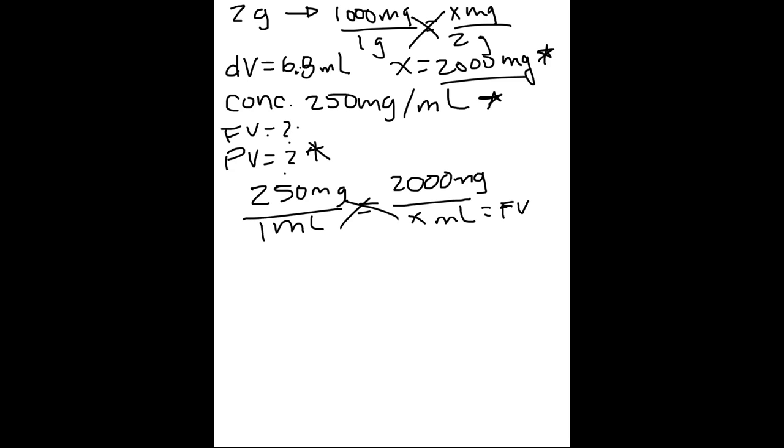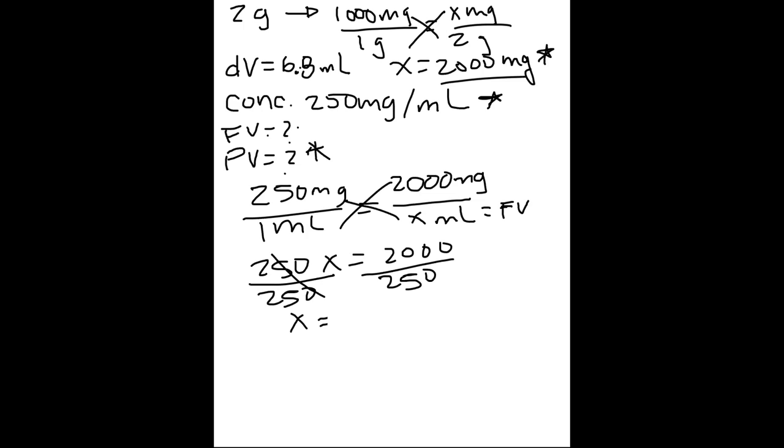So let's go ahead and cross multiply. So we have 250 x is equal to 2,000, divided by 250. X is equal to 8 milliliters. Okay, and that is equal to our final volume.